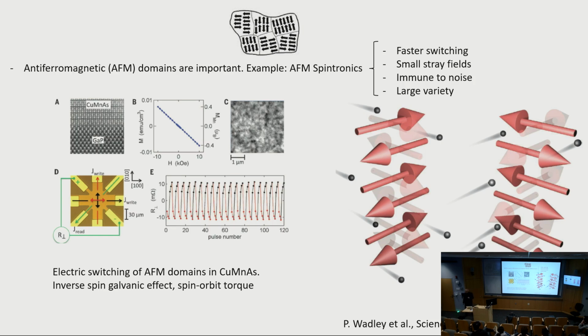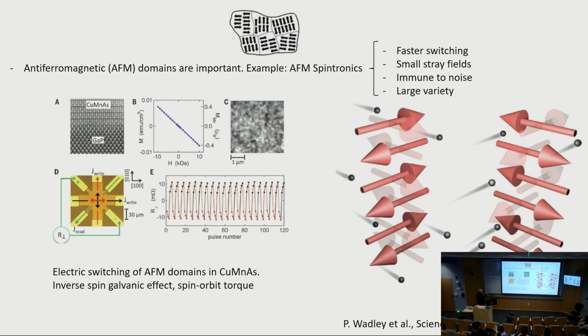And this is a non-trivial statement because switching ferromagnetic domains is easy. You just apply a magnetic field to them and they switch. The question is, if you want to have a functional application of an antiferromagnetic domain, you need to have some way of switching it, right? An electrical way is the best one.